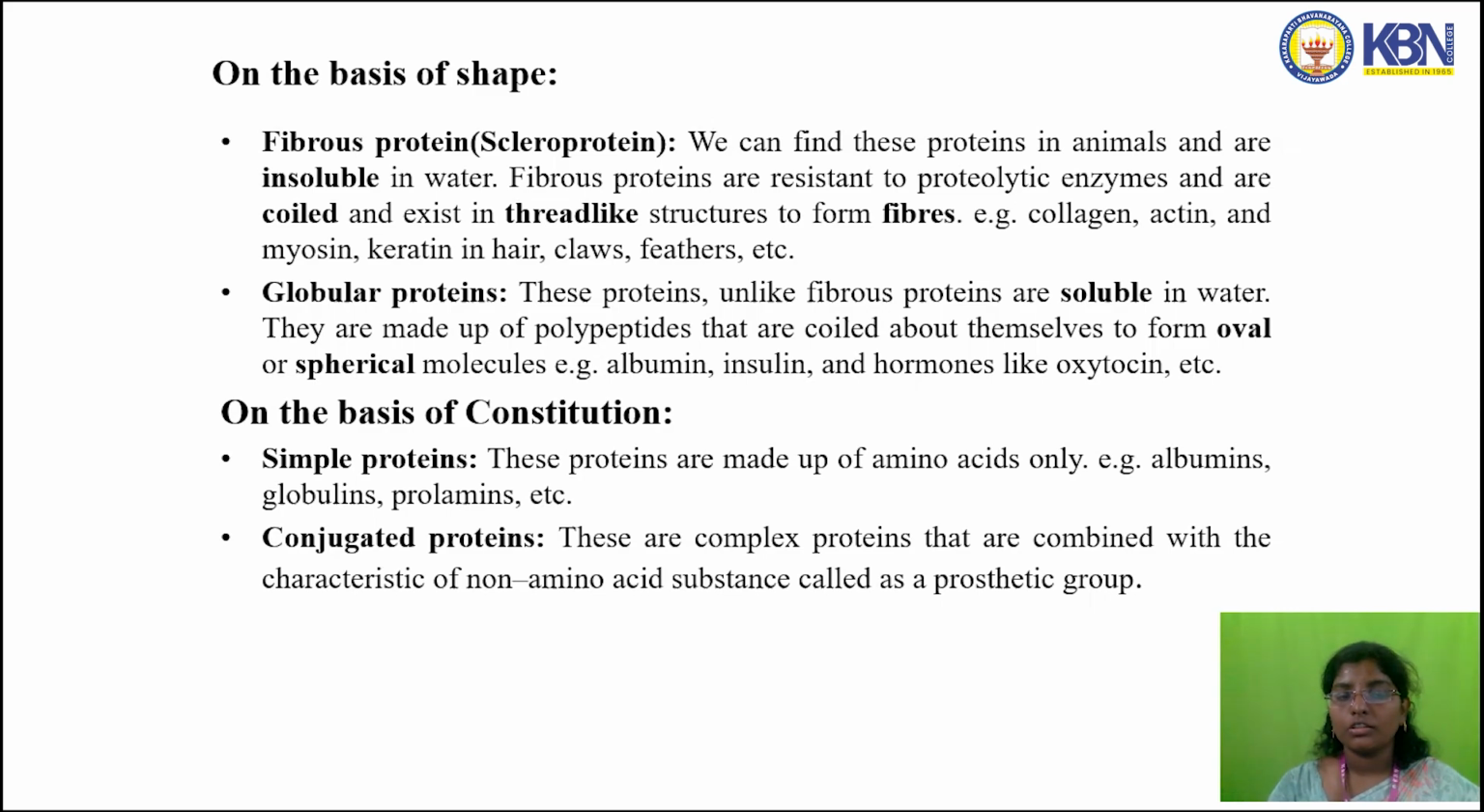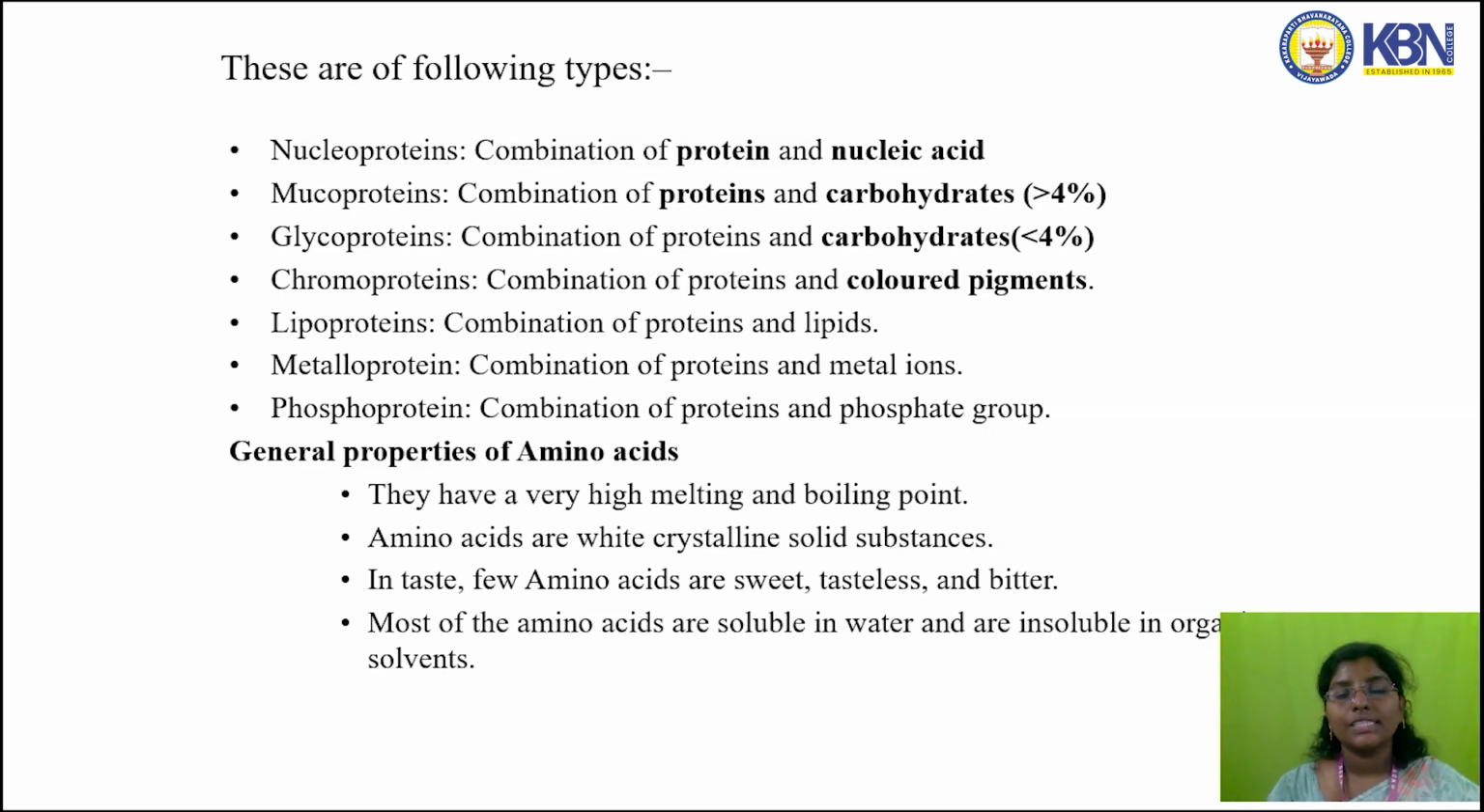And then, conjugated proteins are complex proteins combined with a non-amino acid substance called a prosthetic group. These are of the following types: nucleoproteins, which is the combination of protein and nucleic acid; mucoproteins, protein and carbohydrates; glycoproteins, proteins and carbohydrates which are less than 4%. If they are greater than 4%, they are called mucoproteins.